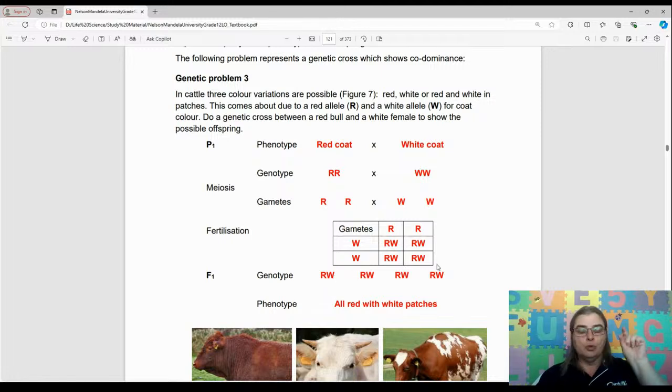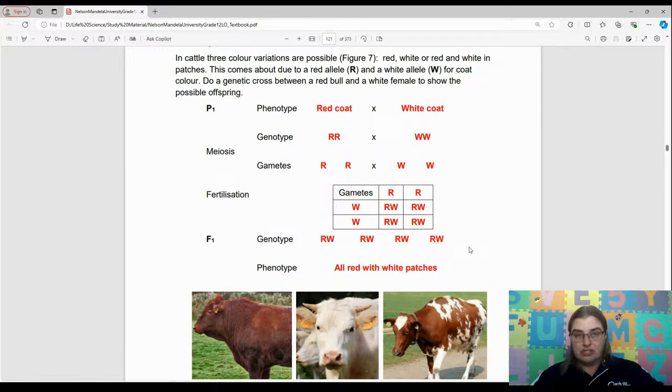Notice again, no small letters here. But the phenotype, the resultant babies, how did they look? They were all red with white patches, okay, all. There were no babies that were pure.